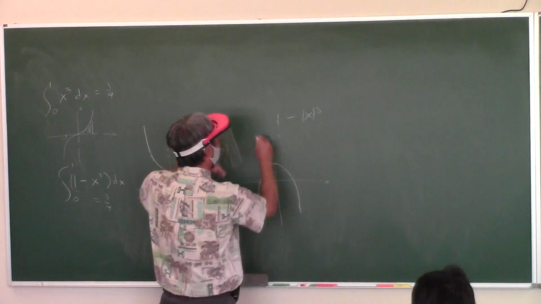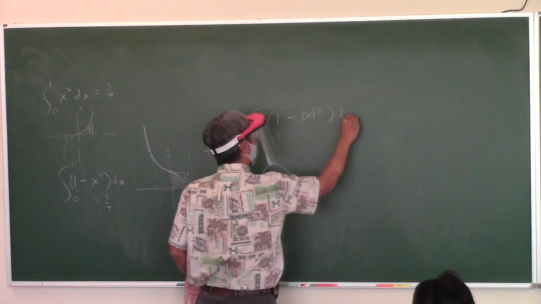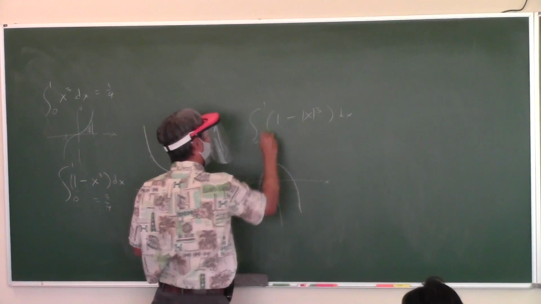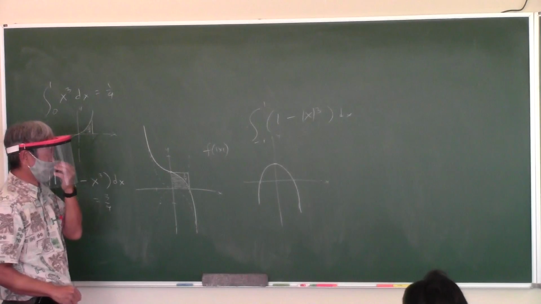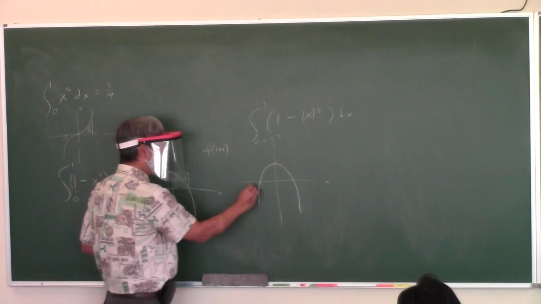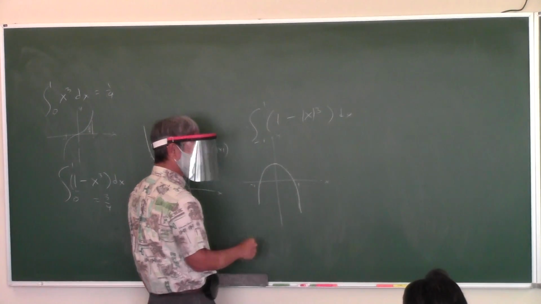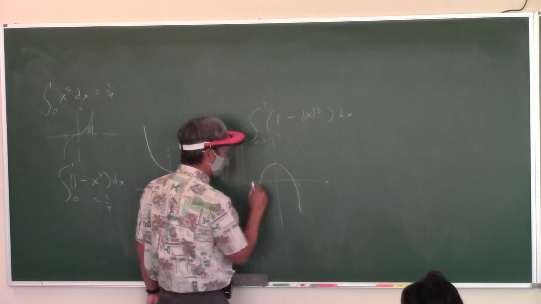So what if I gave you the integral of this dx from -1 to 1? What would be the answer? Here's -1, 1. What is the area between the graph and the x-axis?